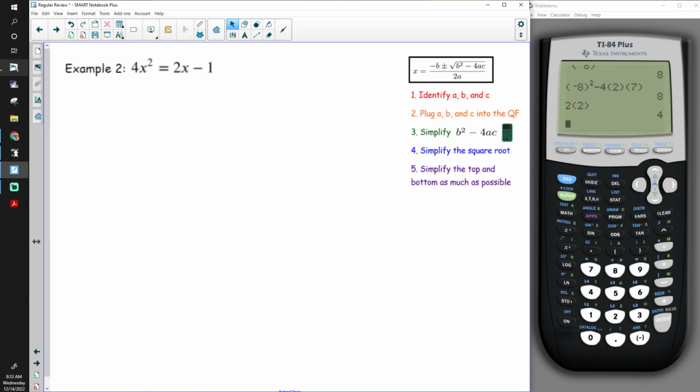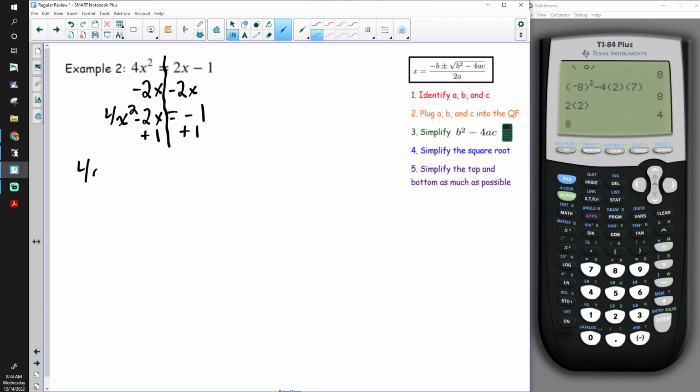Our first problem was equal to what? Is this one equal to 0? No, we just gotta move some terms. Okay? If I draw my line down my equal sign, I want to move everything to the left side. So how do I move 2x over to the left? Subtract it. Subtract 2x on both sides. So I have 4x squared minus 2x equals -1. It's still not equal to 0, so I have to move the -1 over also. How do I move -1 to the left? Add 1.